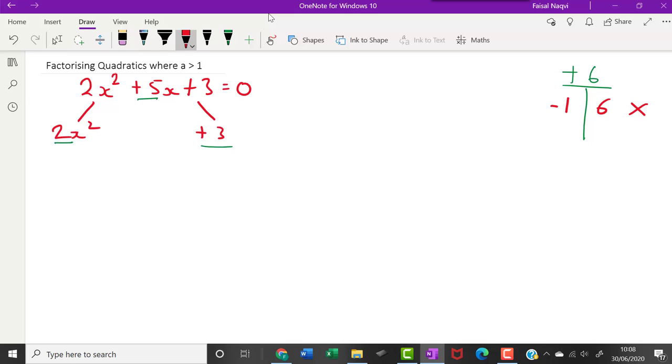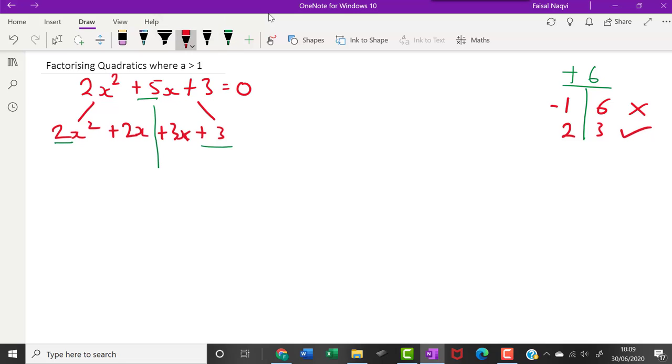Two other numbers that multiply together to give me 6 are 2 and 3. So let's check these. 2 times 3 is 6. 2 plus 3 is plus 5. So that is correct. Those are the two numbers I use. I'm going to take the 2 and I'm going to write it over here, but I've got to add an x to it. And the 3 I'm going to bring over, but I've got to add an x to it. It doesn't matter which way round you put the 2 or the 3, but you must remember to put in the x. What I'm going to do next is I'm going to split these in half.